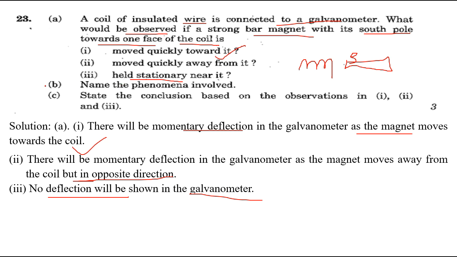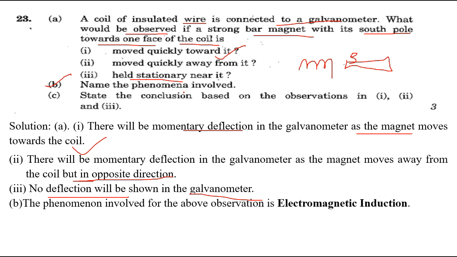Now moving further to part B of this question number 23, it says name the phenomenon involved. We already know that the phenomenon is known as electromagnetic induction. This happens because of electromagnetic induction, and this law was given by Faraday, and we call it Faraday's law of electromagnetic induction.